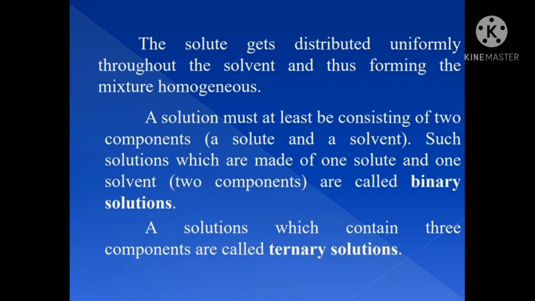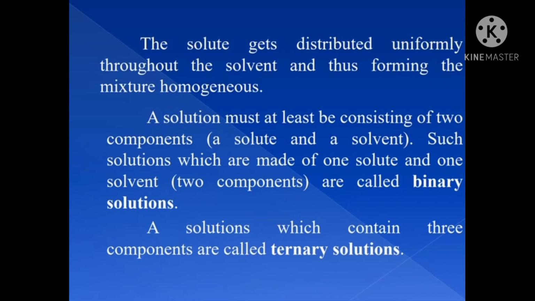The solute gets distributed uniformly throughout the solvent, thus forming a homogeneous solution. A solution must consist of at least two components. One is solute, another one is solvent. That type of solution is called a binary solution because it consists of two components. If the solution contains more than two components, for example three components, that solution is called a ternary solution.